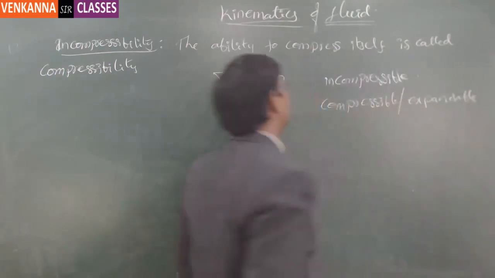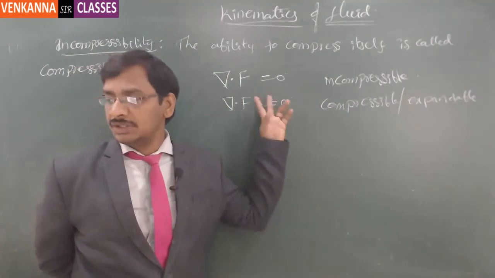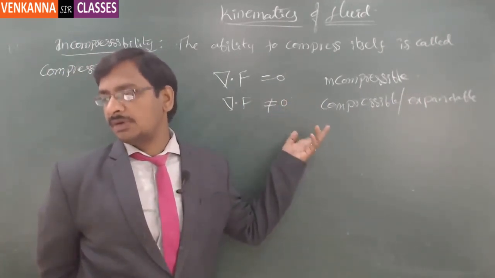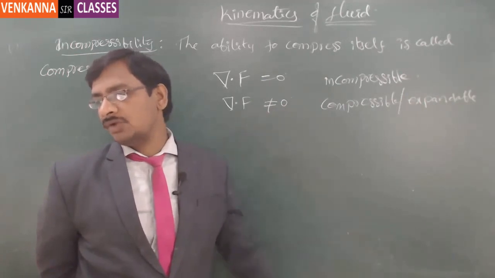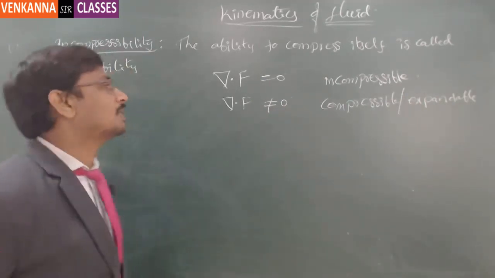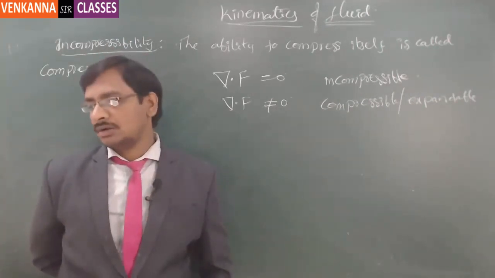So depending upon the value, it may be a positive value or it may be a negative value. If it is 0, incompressible. If it is not 0, either expandable or compressible, depending upon the value of del dot F. So this is the way to test whether the field is compressible or not. Got it or not?